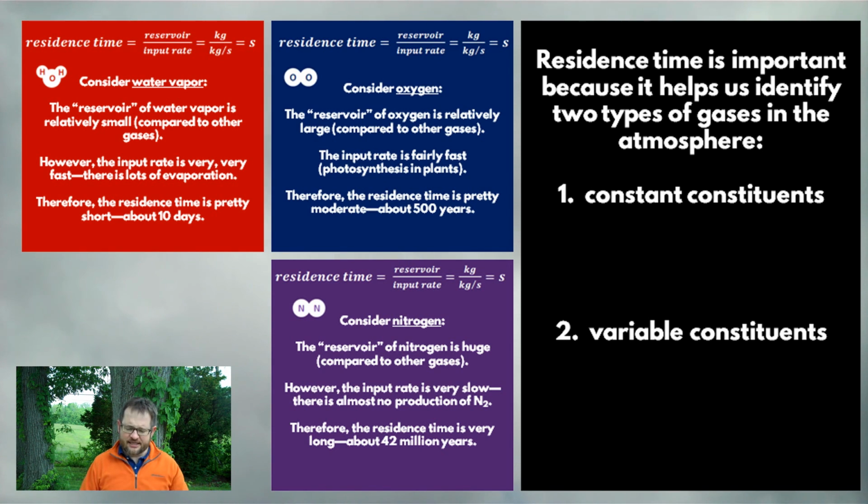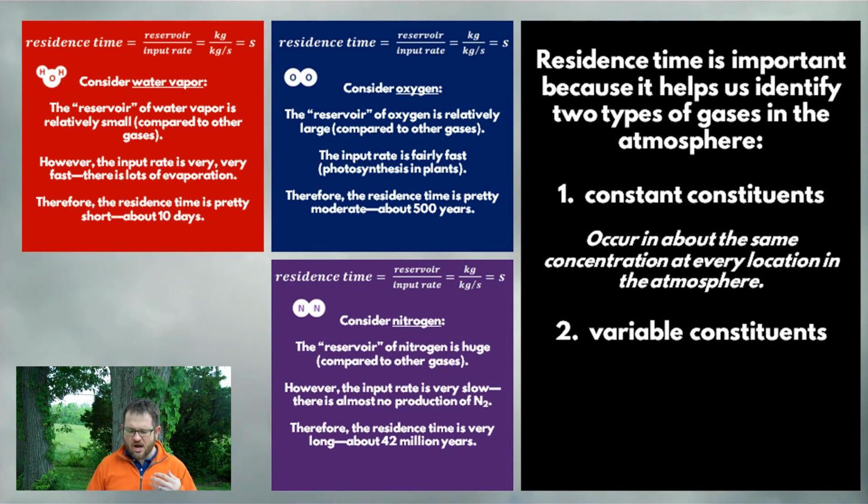Let's start with the constant constituents. Constant constituents are gases that are in the Earth's atmosphere that occur at about the same concentration anywhere you go in the atmosphere, whether from one location to another, or one height to another, or from one time to another. Good examples of the constant constituents that we've seen so far have been nitrogen and oxygen.